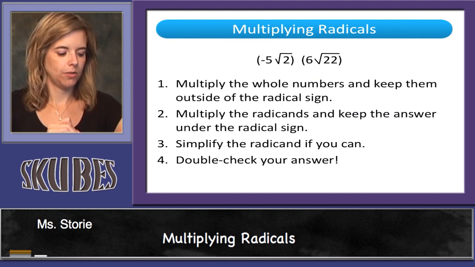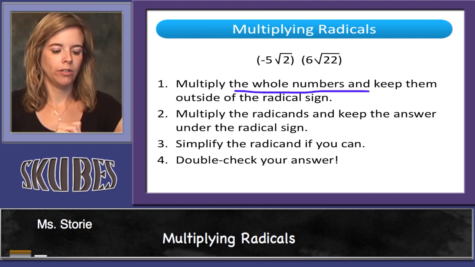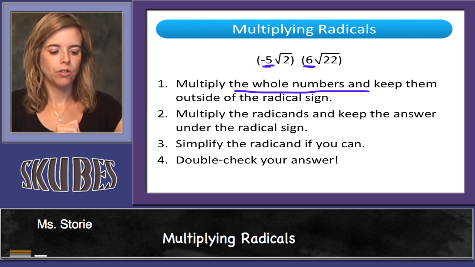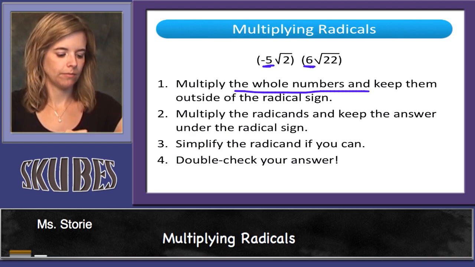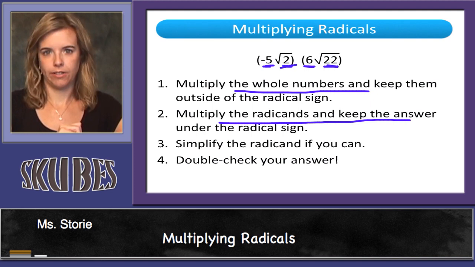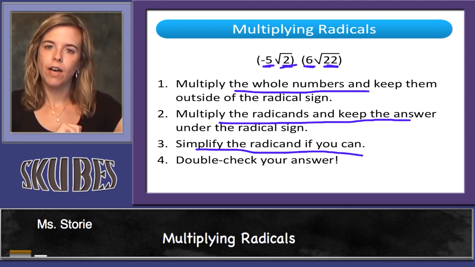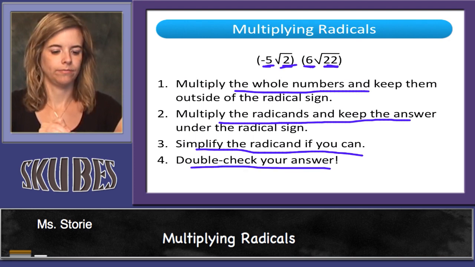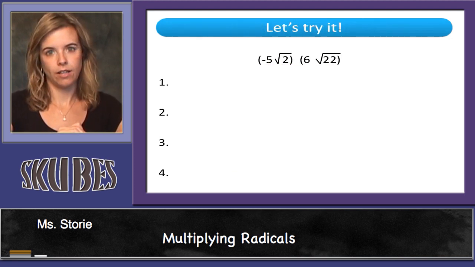So, here's the steps you would take. First, you multiply the whole numbers and keep them outside the radical sign. So once we multiply these two, they're going to stay outside the radical sign. You're going to multiply the radicands and keep them under the radical sign. Once you do that, simplify the radicands, so you're going to have to factor tree, and then make sure you double check your answer. So let's try this.